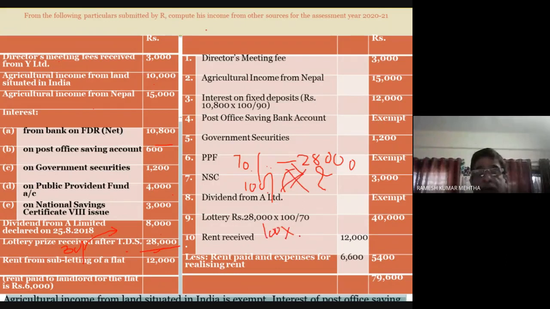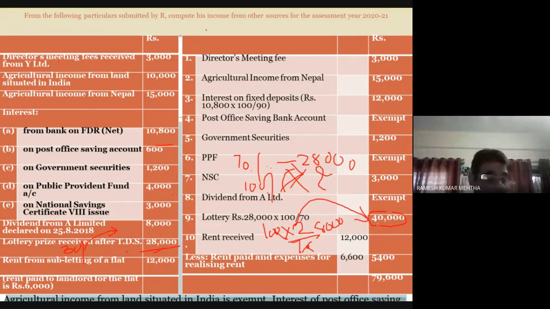Cross multiply. You have to just cross multiply 100% into 28,000 divided by 70. If you calculate this, you will get 40,000 rupees. So on this 40,000 rupees, 30% is tax which is deducted, and the remaining will be placed in the hands of the winner. So this 12,000 already you have paid.